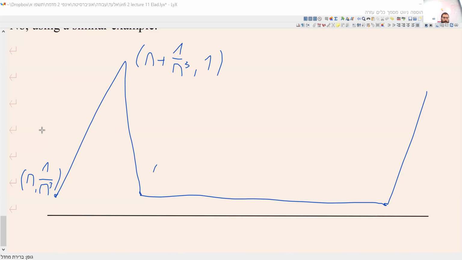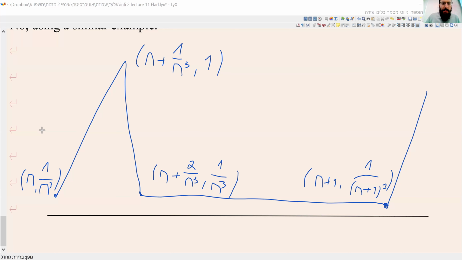And then we have here n plus 2 above n to the power of 3 with the height of 1 above n to the power of 3. And here we are getting down slowly but surely. Let's say the height here is 1 above n plus 1 to the power of 3. So here the function is positive and continuous and the function does not go to 0. But what is the area?